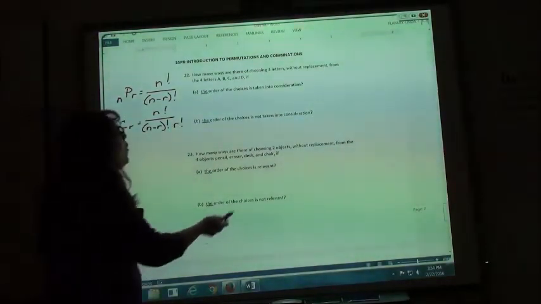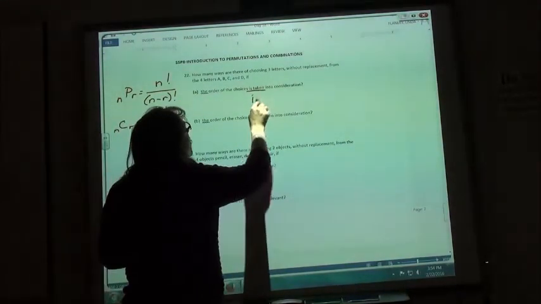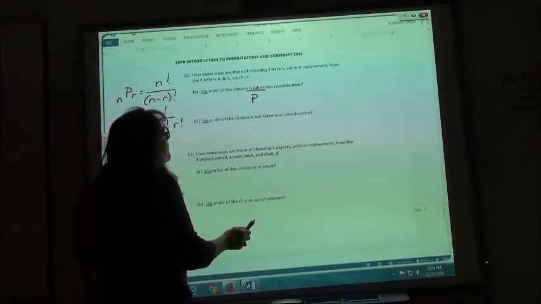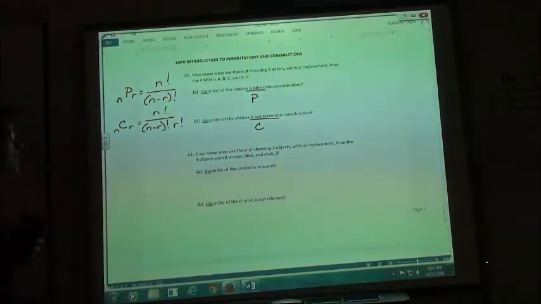And so if the order is taken into consideration, it's a permutation. If the order is not taken into consideration, it's a combination.